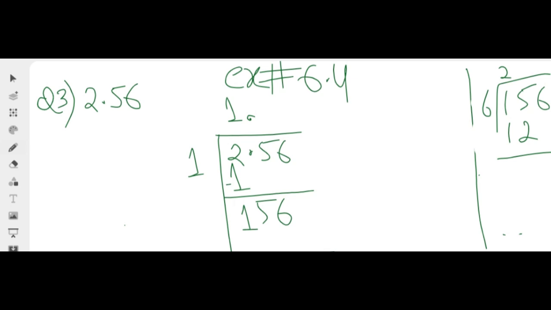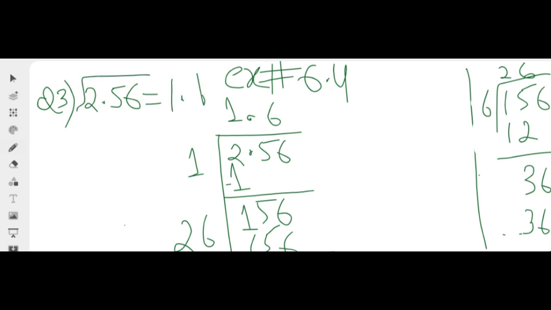And then 15 minus 12 gives 3. 36. 6 6s are 36. So 26 will be here and 6 will be here, which gives 156. This is how you have to solve it. So the square root of 2.56 is equal to 1.6. Got it? Yes. Done? All the questions will be done like this, okay?